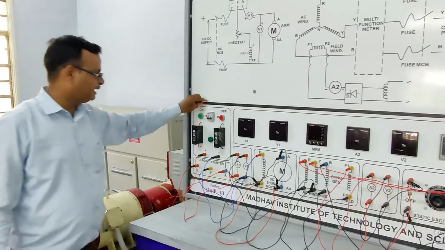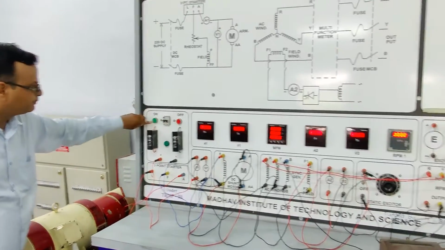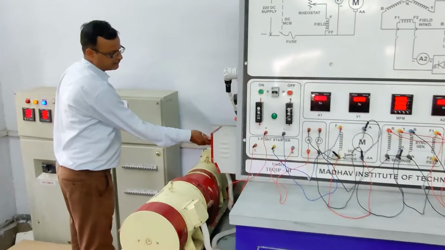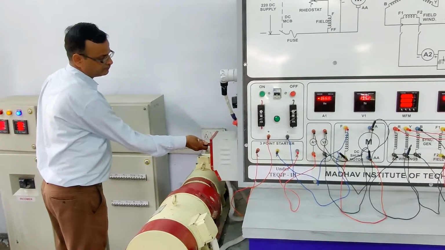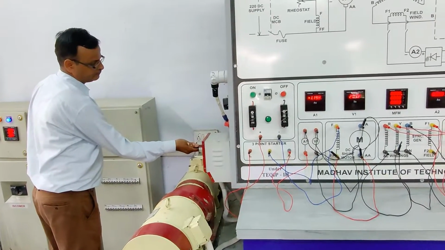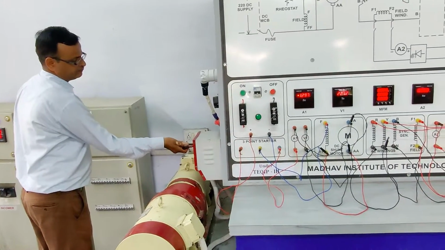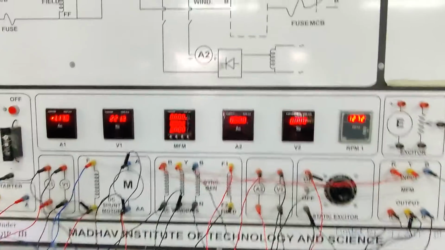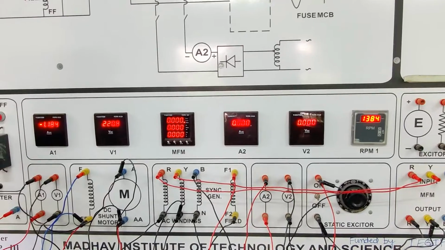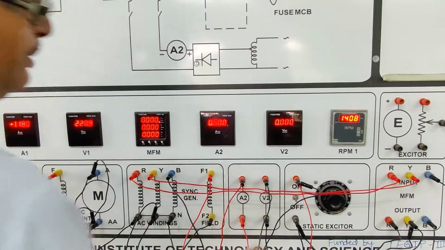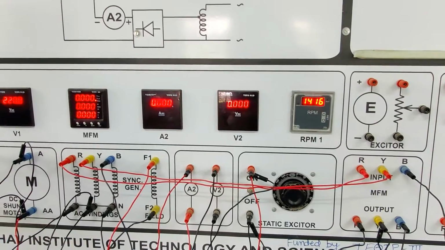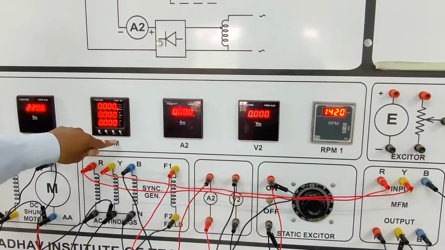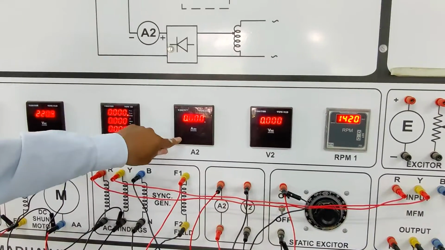Now, so we start again, switch on, and start the prime mover with the help of a starter. Starter, and the speed is increasing. See that speed increasing. Exciter is 0, DC excitation is 0, and again switch on and observe the reading of short circuit current with the help of multifunction meter and field current with the help of A2 ammeter.